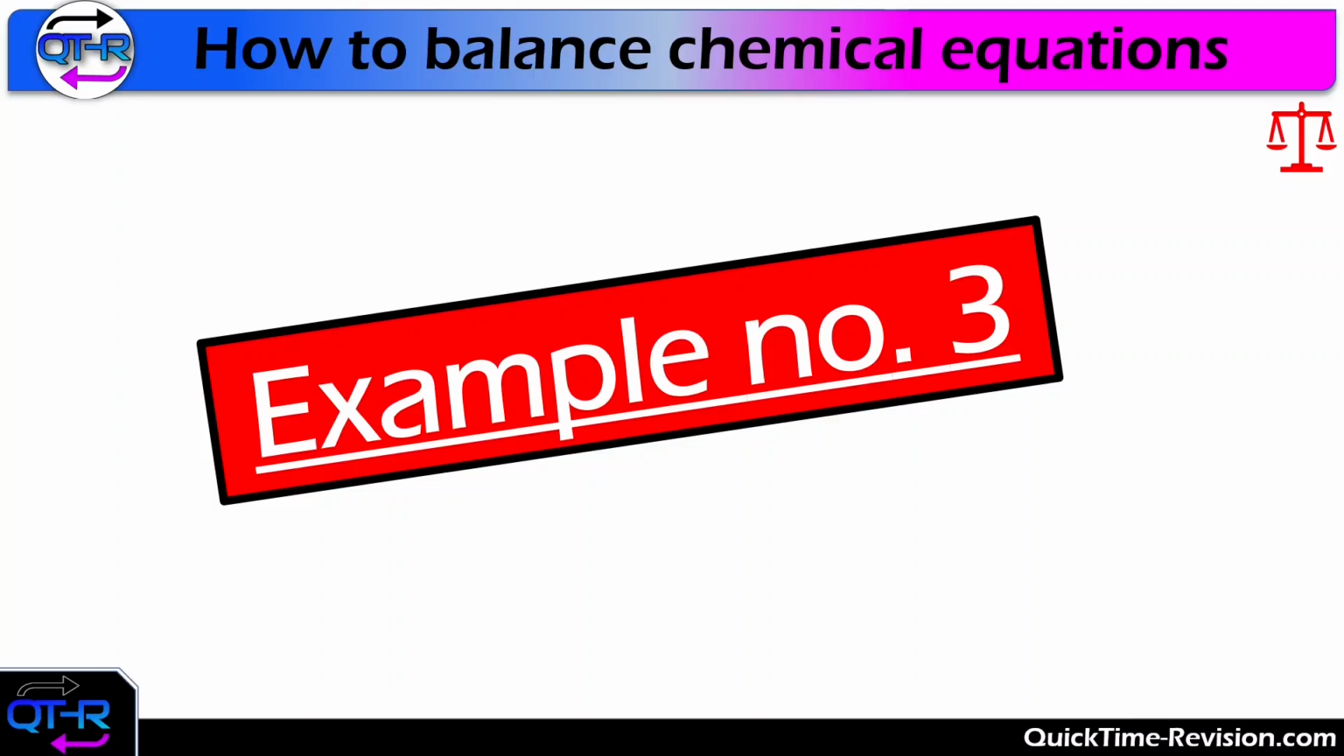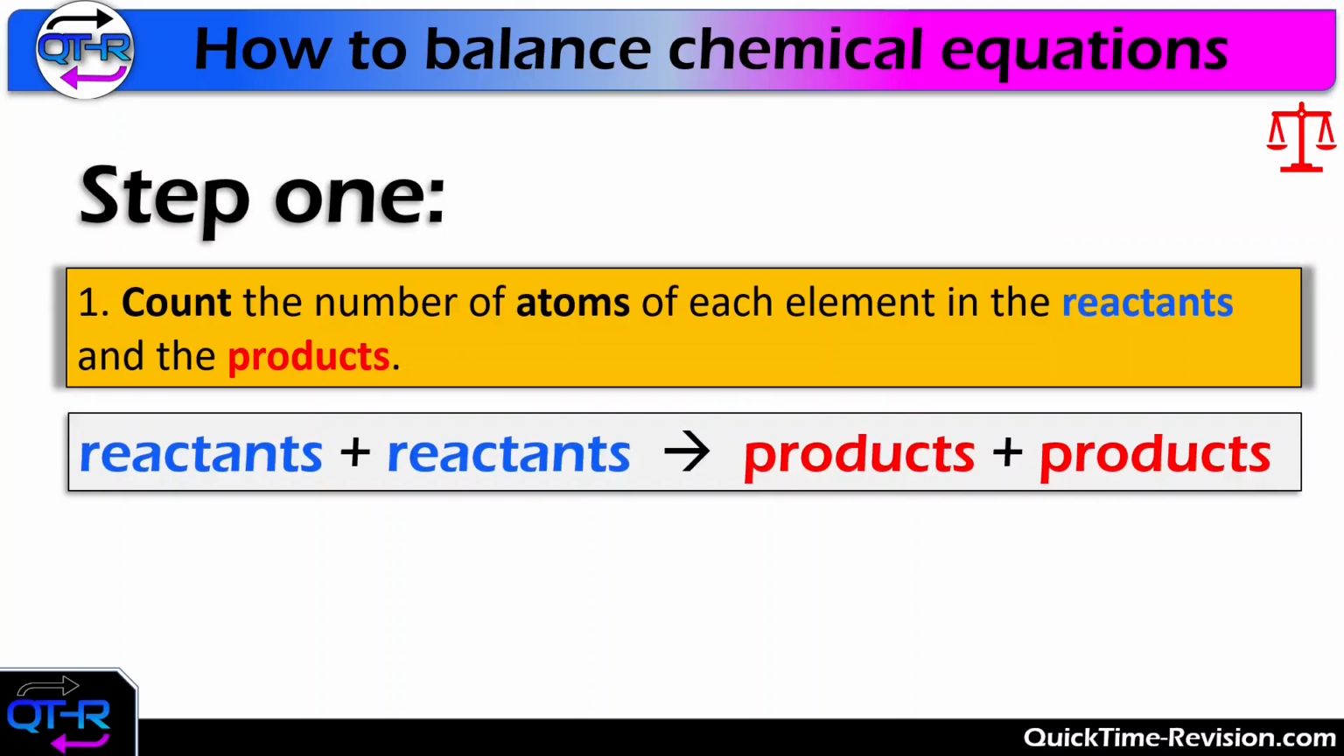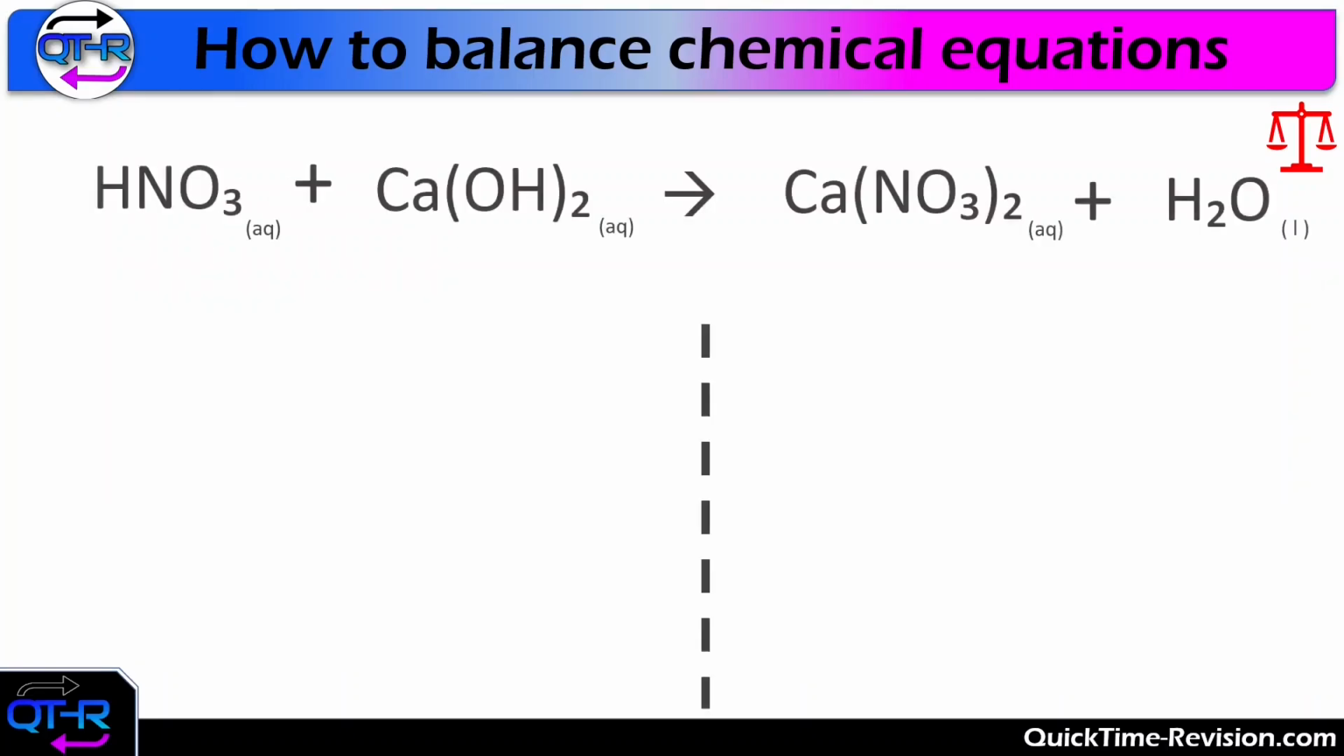Hi guys, in this video we're going to be looking at example number 3 of balancing equations. Now, as always, step number 1, count the number of atoms of each element in the reactants and products. In this case, we have an equation that's got brackets in it, so some students might find this a bit confusing. So we're just going to explain how to do this.